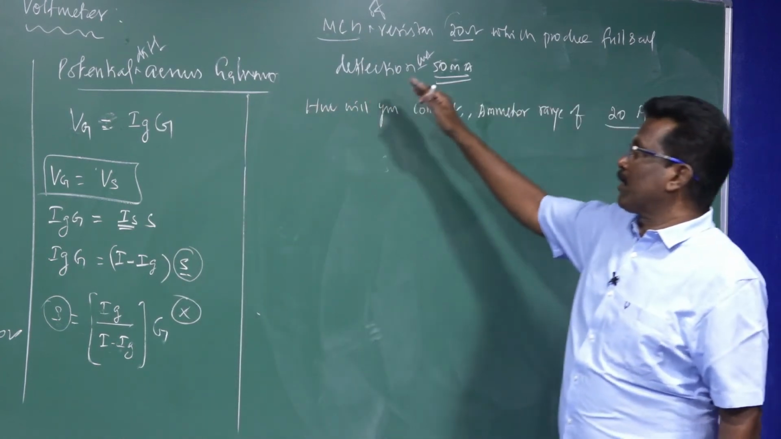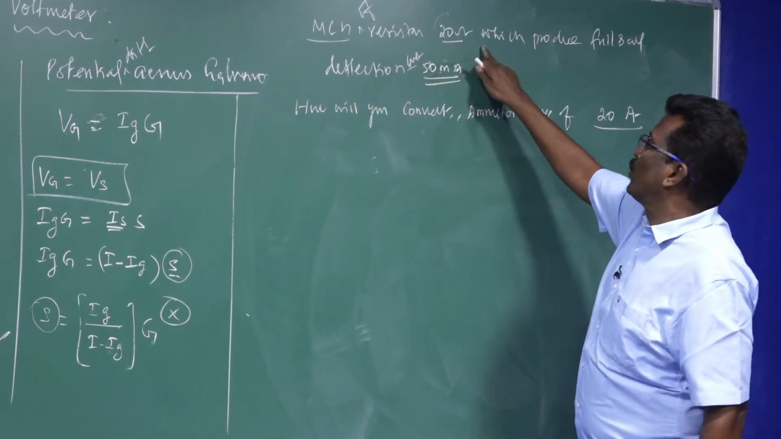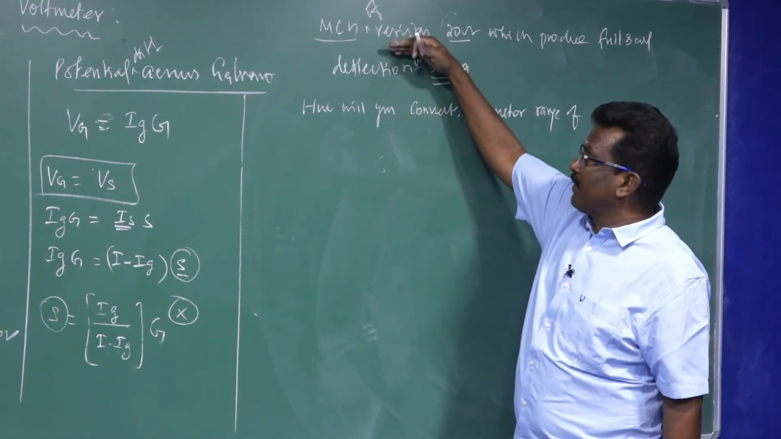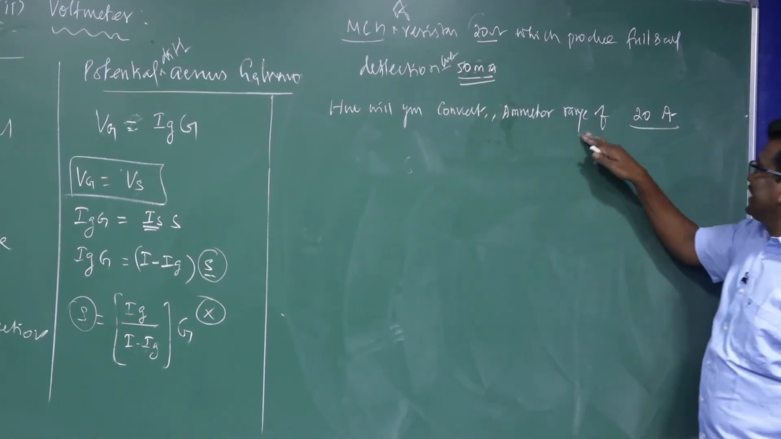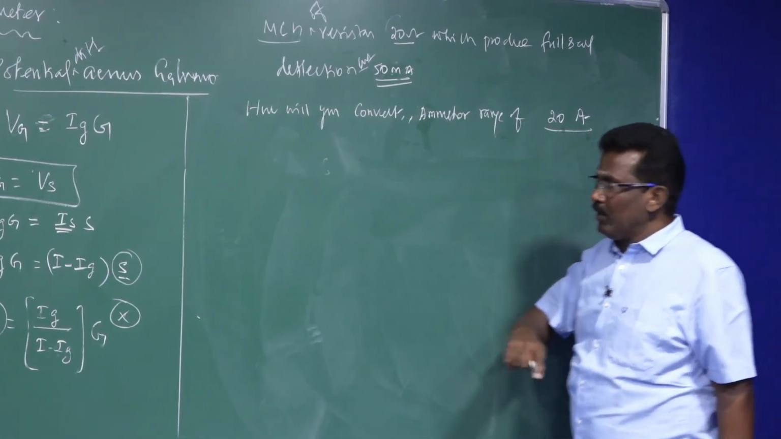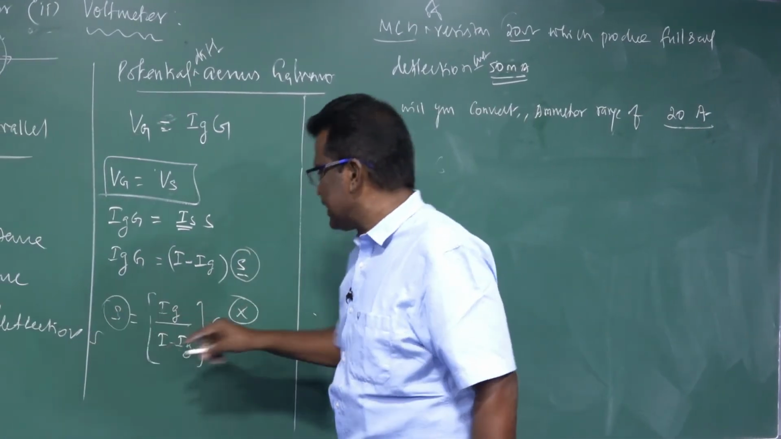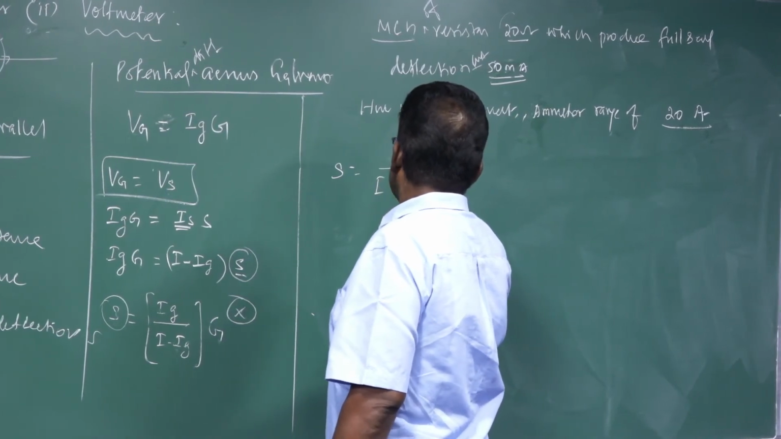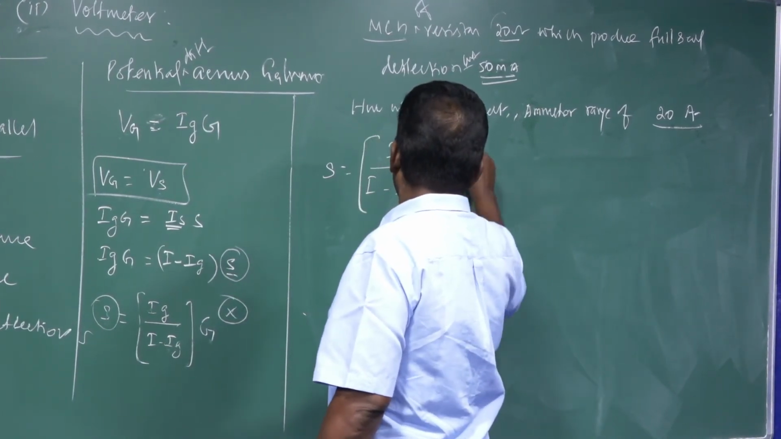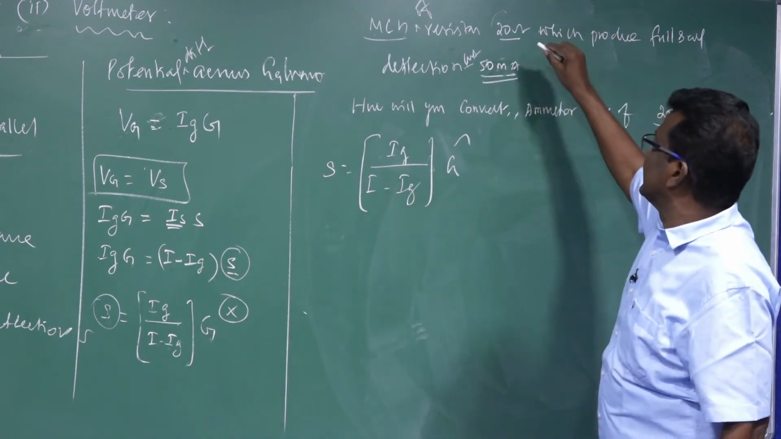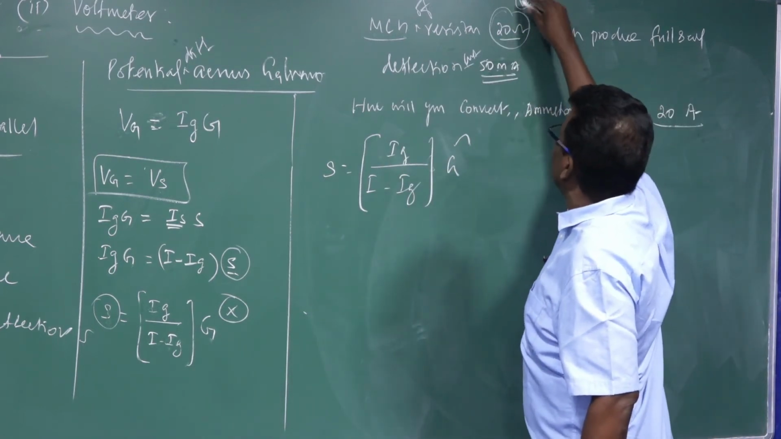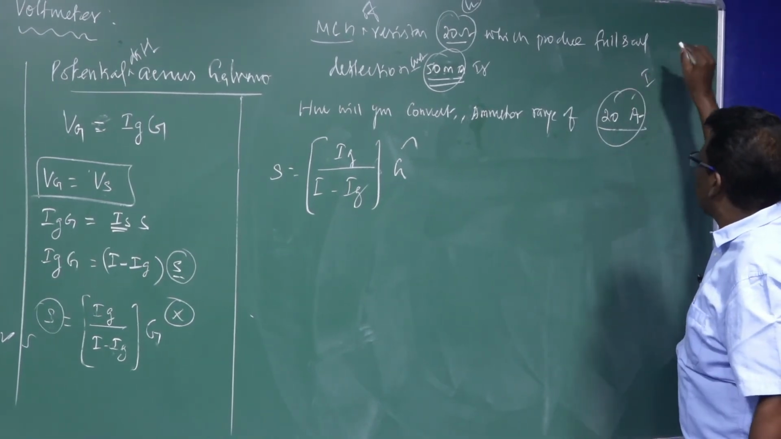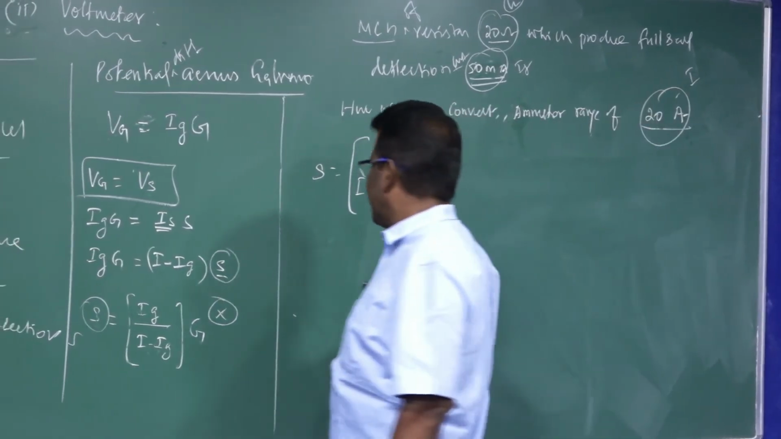Let's consider one more problem. A moving coil galvanometer of resistance 20 ohm produces a full scale deflection at 20 milliampere. How will you convert this into an ammeter of range 20 ampere? So select the formula. S is equal to Ig divided by I minus Ig, into G. G represents the galvanometer resistance, this is G, this is Ig. The range is 20 ampere. Now substitute and get the S value.